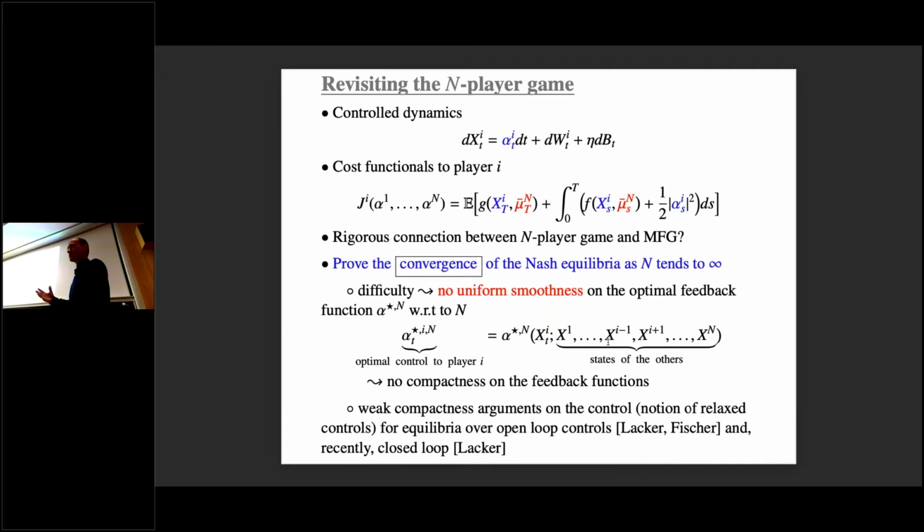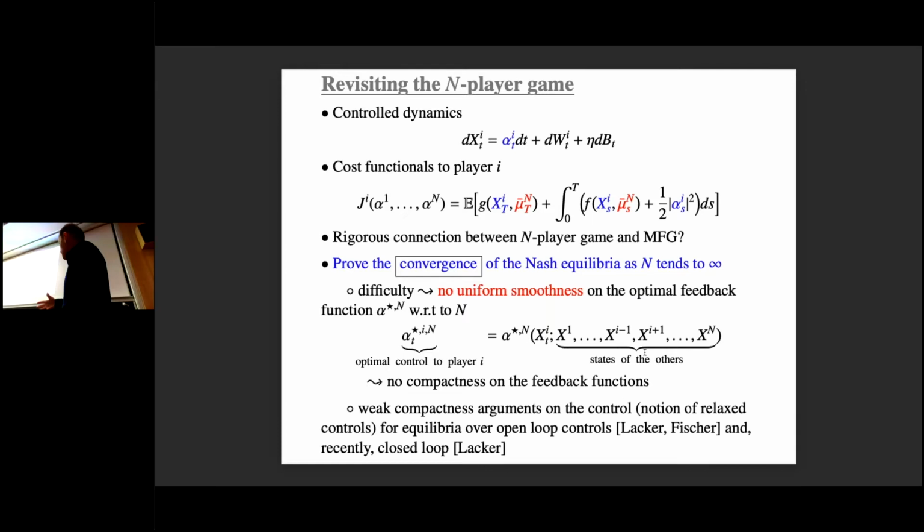This is just to give you a flavor of the difficulties that we are going to encounter this morning. I told you, it makes perfect sense to assume that there is a dominant state, which is the state of the player i itself. So i is this index, and this is the same as the i that you have when you compute the equilibrium strategy. And then you see the rest of the population. When you see the rest of the population, you don't care about the order of the particles. You can make a permutation. Basically, this will be the same.